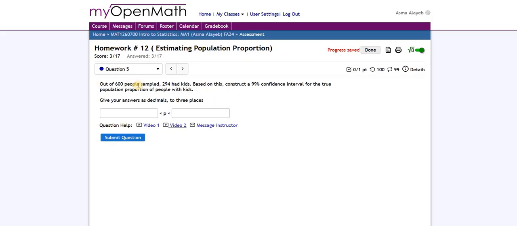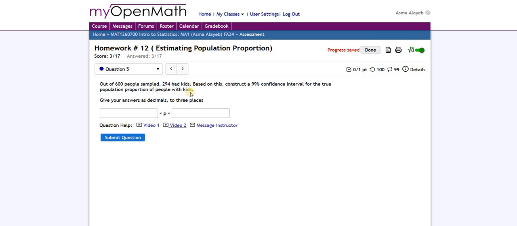Out of 6,000 people, so that is a sample size, 294 had kids. That is X. Based on this, construct a 99% confidence, so the confidence level is 99%, for the true population proportion of people with kids. Just like explained in the previous videos, if you watch the lecture videos, we said if you just take the p hat as an estimate for the population proportion, that estimate is not going to be precise. So we need to have a margin of error where we have the population proportion inside of a certain interval, and we will be, in this case, 99% confident that it is.